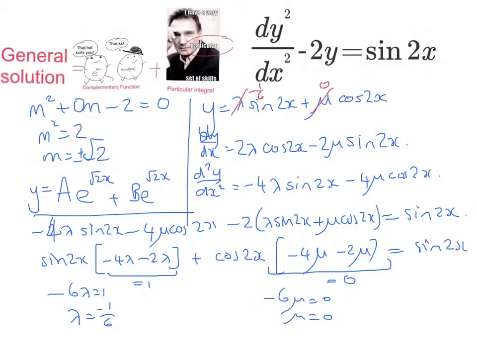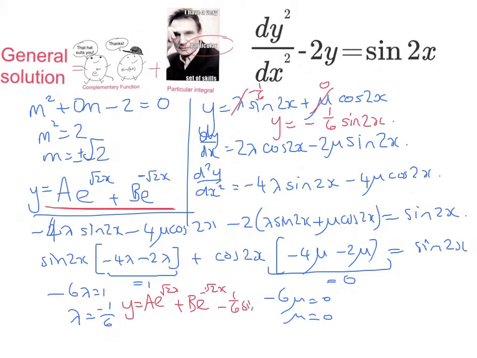So going back to my particular integral, I've discovered that lambda equals minus a sixth, and that mu equals 0, so my particular integral is minus a sixth sine 2x. And my complementary function was a e to the root 2x plus b e to the root 2x. So my general solution is y equals a e to the root 2x plus b e... Oh, sorry about that. I forgot the minus on that part of the complementary function. That was bad of me. E to the minus root 2x, minus 1 sixth sine 2x. And there is our general solution.